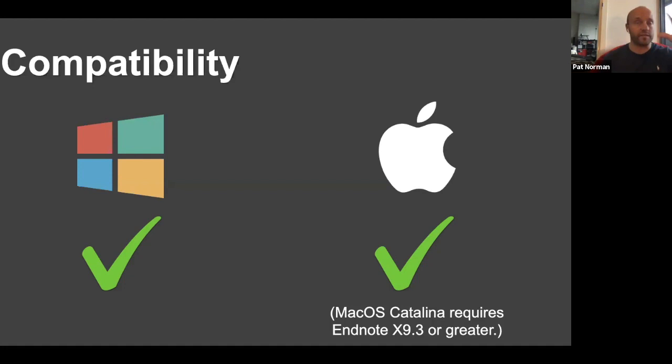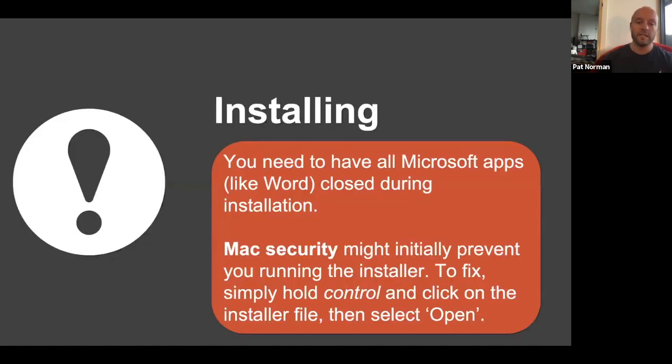But if there's not a bug, sometimes there are issues with installation. It depends on the platform. And we're here to help you troubleshoot those sorts of problems as well in the library. So the first thing about installing EndNote, you'll need to have all your Microsoft apps closed during installation. Sorry, I'm moving the chat box around because I can't really see the whole screen at the same time. You'll need to have all Microsoft apps like Word closed during installation.